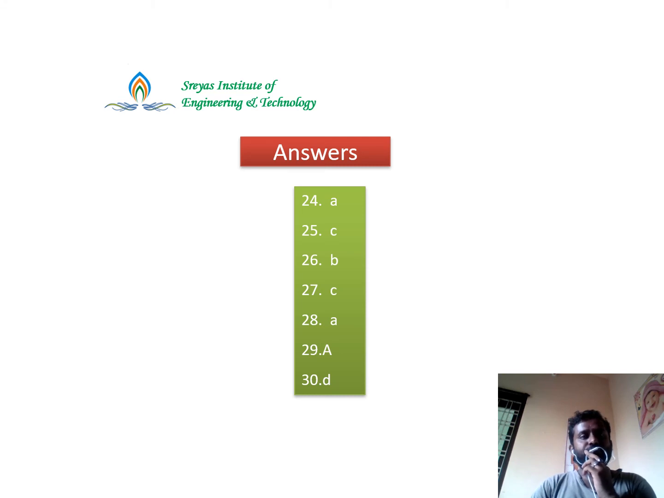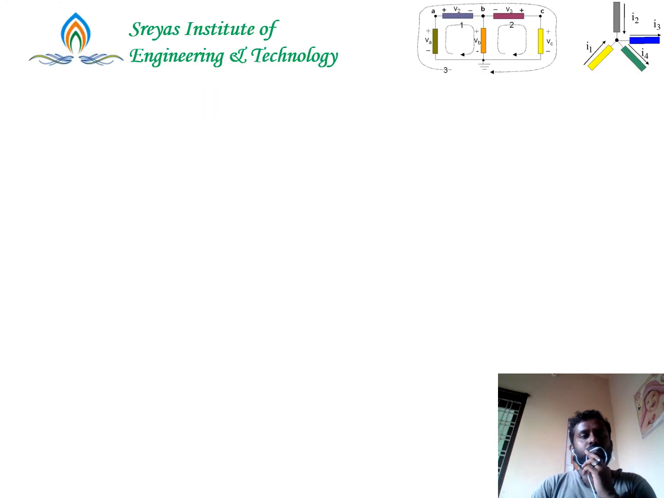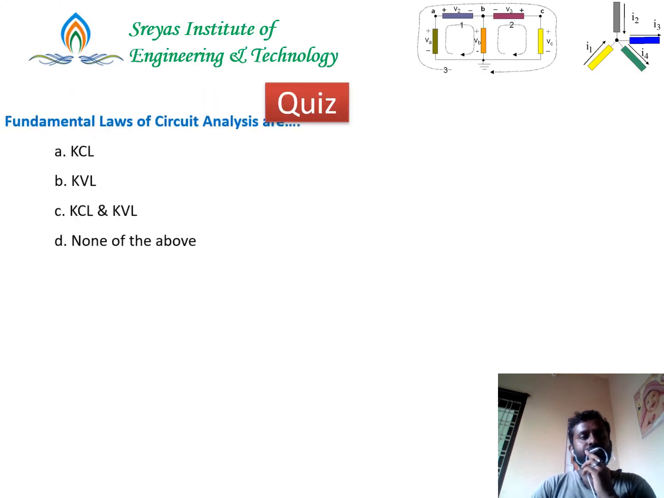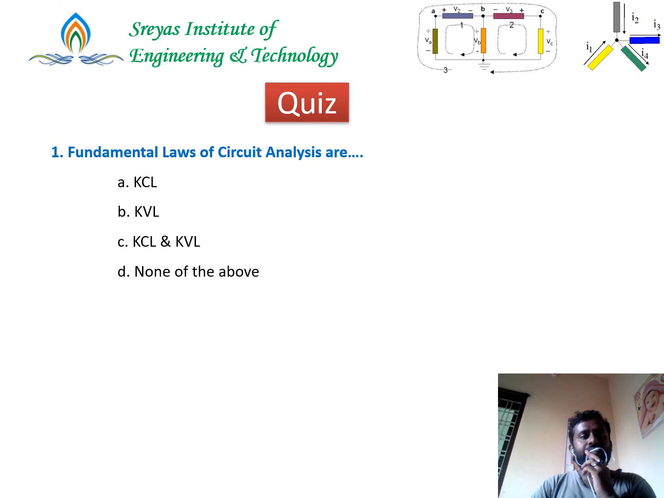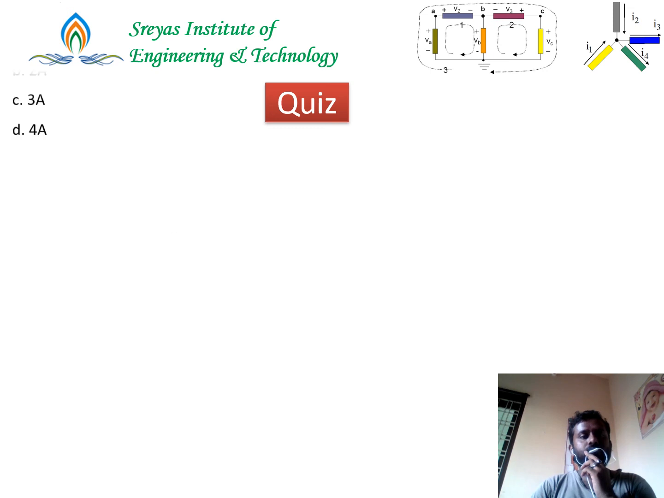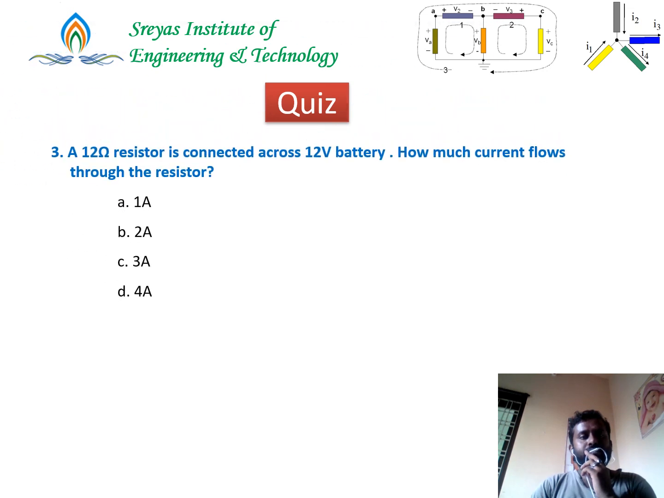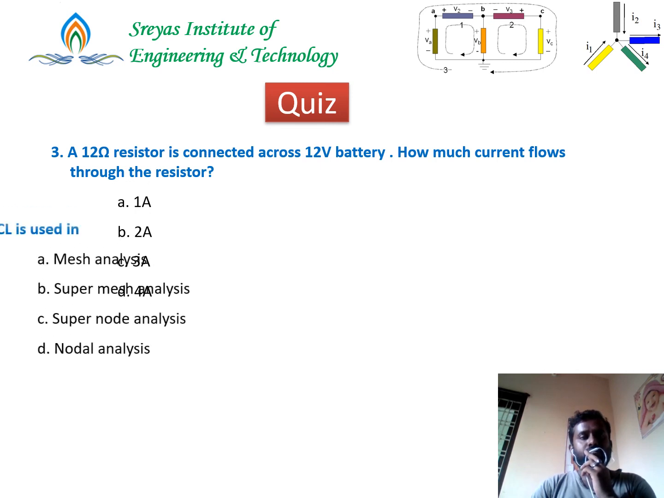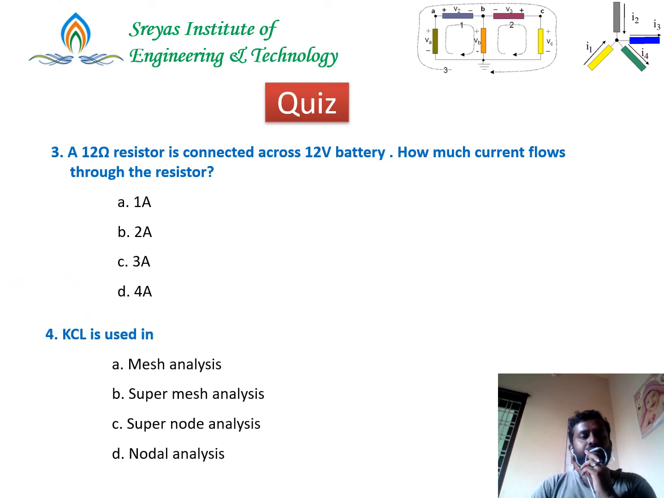And we have also solved some quiz questions on source transformation. Let's also see some on Kirchhoff's laws. The fundamental laws of circuit analysis are, as you can see, something you know well, and Ohm's law is applicable too. A 12 ohm resistor is connected across a 12 volt battery. How much current flows through the resistor? Simple Ohm's law. Kirchhoff's current law is used in mesh, super mesh, super node, or node?